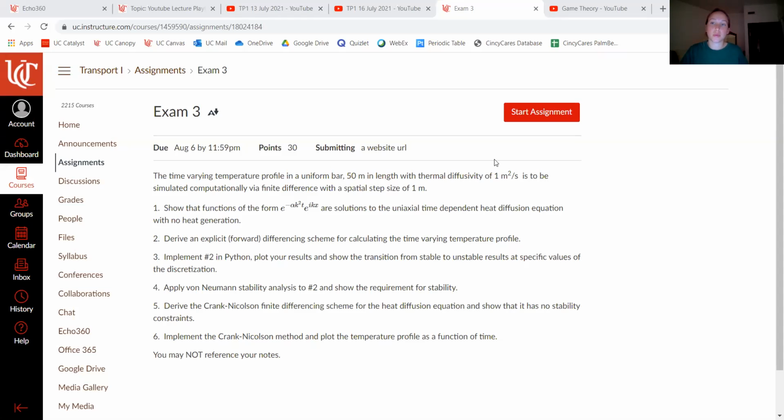This is the second part of my 6-part series about simulating a time-varying temperature profile in a uniform bar. And in this part, we're going to derive a differencing scheme for calculating the time-varying temperature profile. Eventually, we're going to be implementing this in Python, but for now, we are just going to be deriving it on paper.